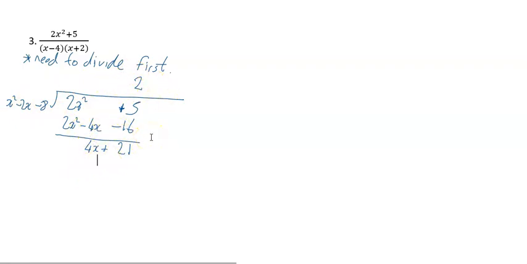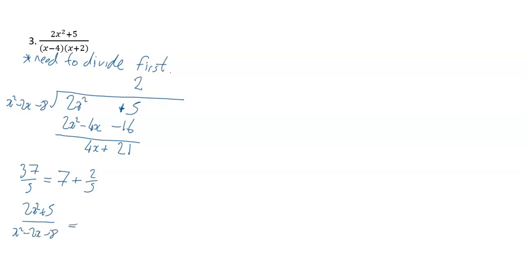So a wee reminder of what we mean by this. For example, if I had 37 divided by 5, we know it goes in 7 whole times with 2 left over. So 7 and 2/5. So here, to refer back to the numerical example if you get a wee bit confused by these. That means we have shown 2x squared plus 5 divided by x squared minus 2x minus 8 goes in 2 whole times with 4x plus 21, all divided by x squared minus 2x minus 8.